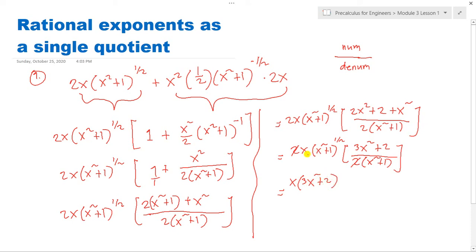I'm first writing the parts that are not involved, this and this inside. Then the x squared plus 1 is just x squared plus 1 raised to 1 half minus 1. Because the exponent in the numerator is 1 half, and in the denominator there is an invisible 1, so minus 1 because of division. Now, this would be equal to x times 3x squared plus 2 times x squared plus 1 raised to 1 half minus 1, which is equal to negative 1 half. So, we have negative 1 half.